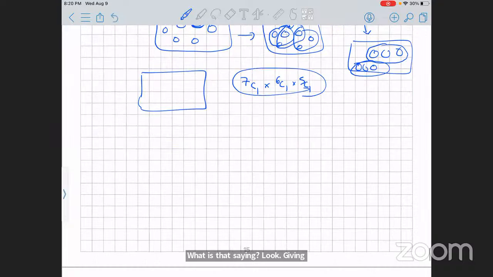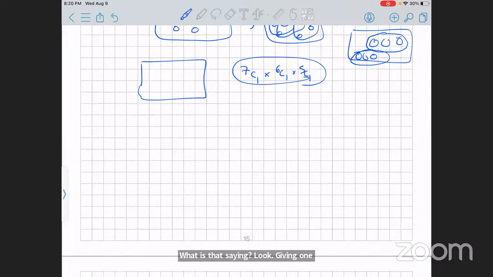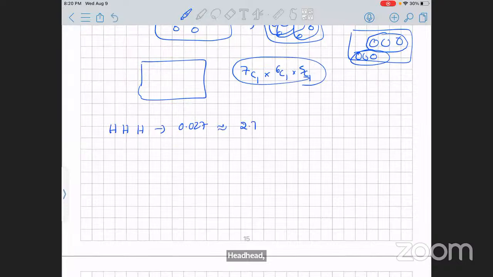Look, if a coin is tossed 3 times, getting 3 heads has a probability of 0.027. That is equal to 2.7 percent.